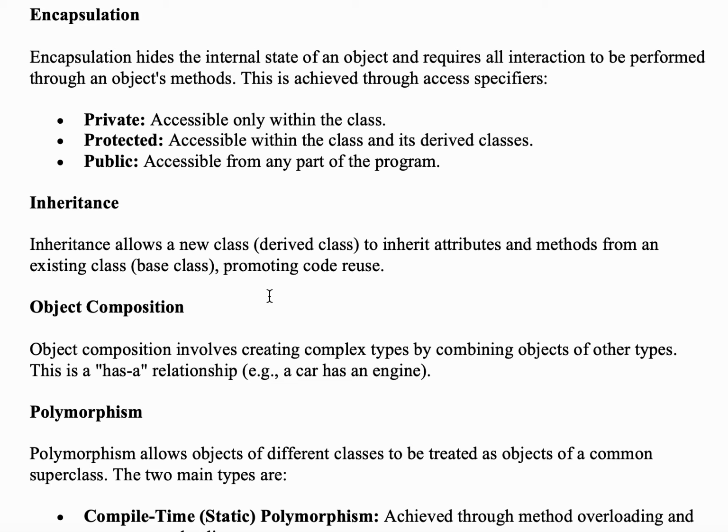Private means accessible only within the class. For example, the data of an object can be accessed only within the class. Protected means accessible within the class and its derived classes. Public means accessible from any part of the program.